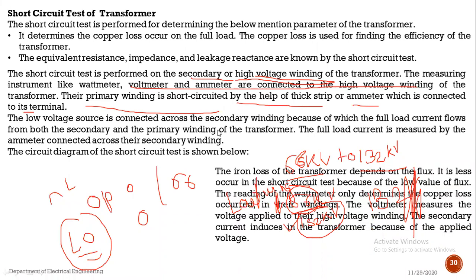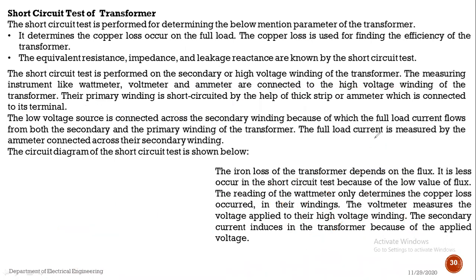Okay, and the iron loss of the transformer depends upon the flux. It is less when there is a short circuit test, it can be conducted because of the low value of flux. The reading of the wattmeter only determines the copper loss. Wattmeter जो काही reading दाखवेल, only this reading is due to the copper loss occurred in the winding, and the voltmeter measures the voltage applied across the high voltage winding. The secondary current is induced in the transformer because of the applied voltage. Applied voltage मुळे secondary current काय होतोय? Induce होतोय. Okay, so secondary current can be induced on the side.